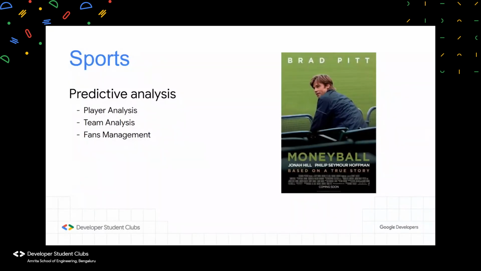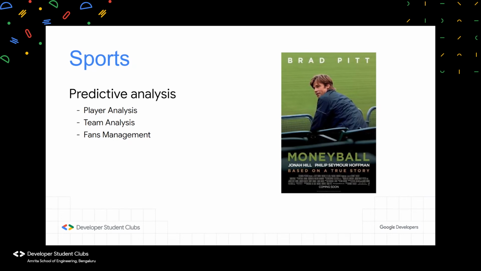sports. So I'm not sure if you heard of this movie called Moneyball. But this movie is a perfect example of how data science is used in the field of sports. So in simple terms, predictive analysis is what is done with data science in sports. So there can be player analysis. So we can improve each player's game on the pitch and their fitness level by analyzing their training pattern, diet chart, etc., and revamp those with insights from our analysis.